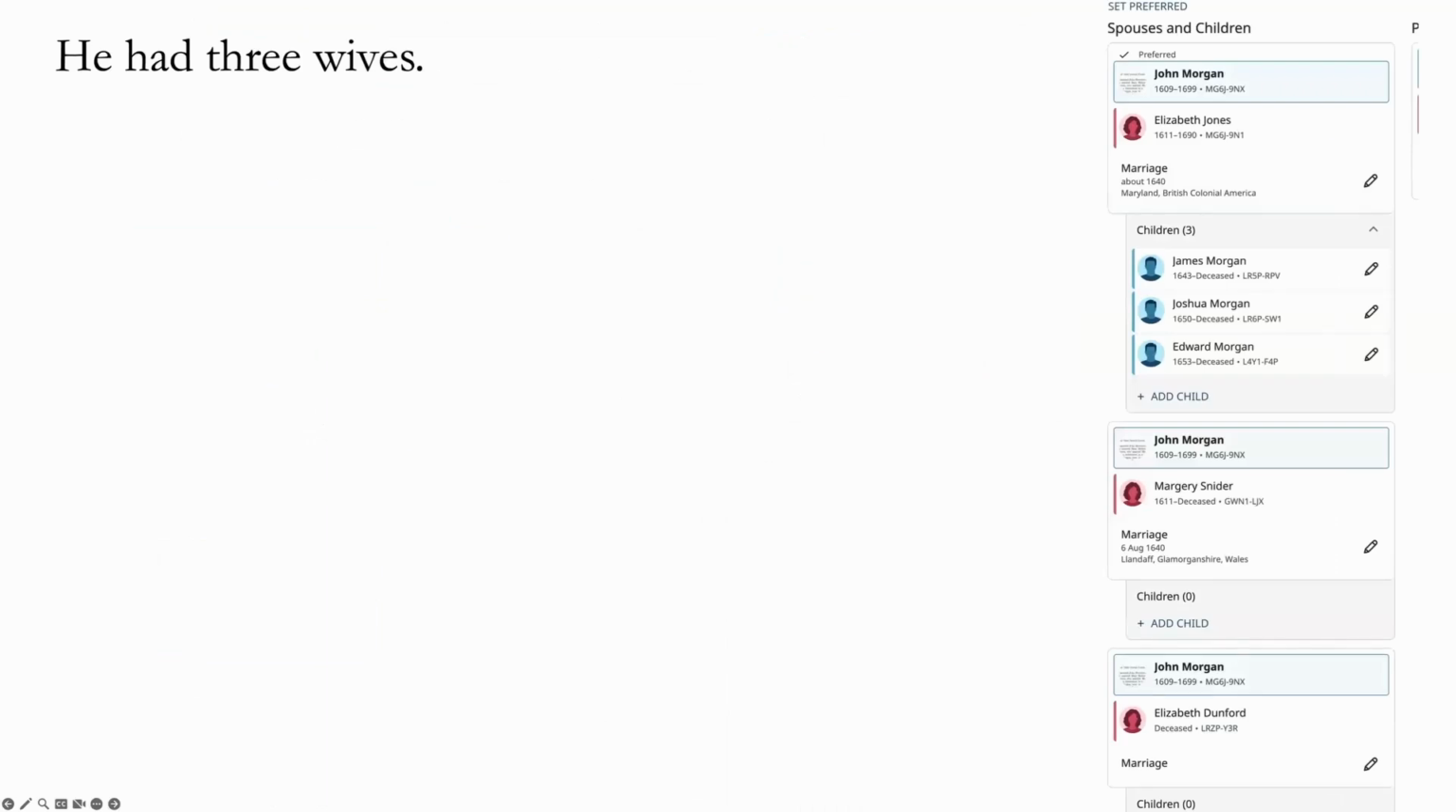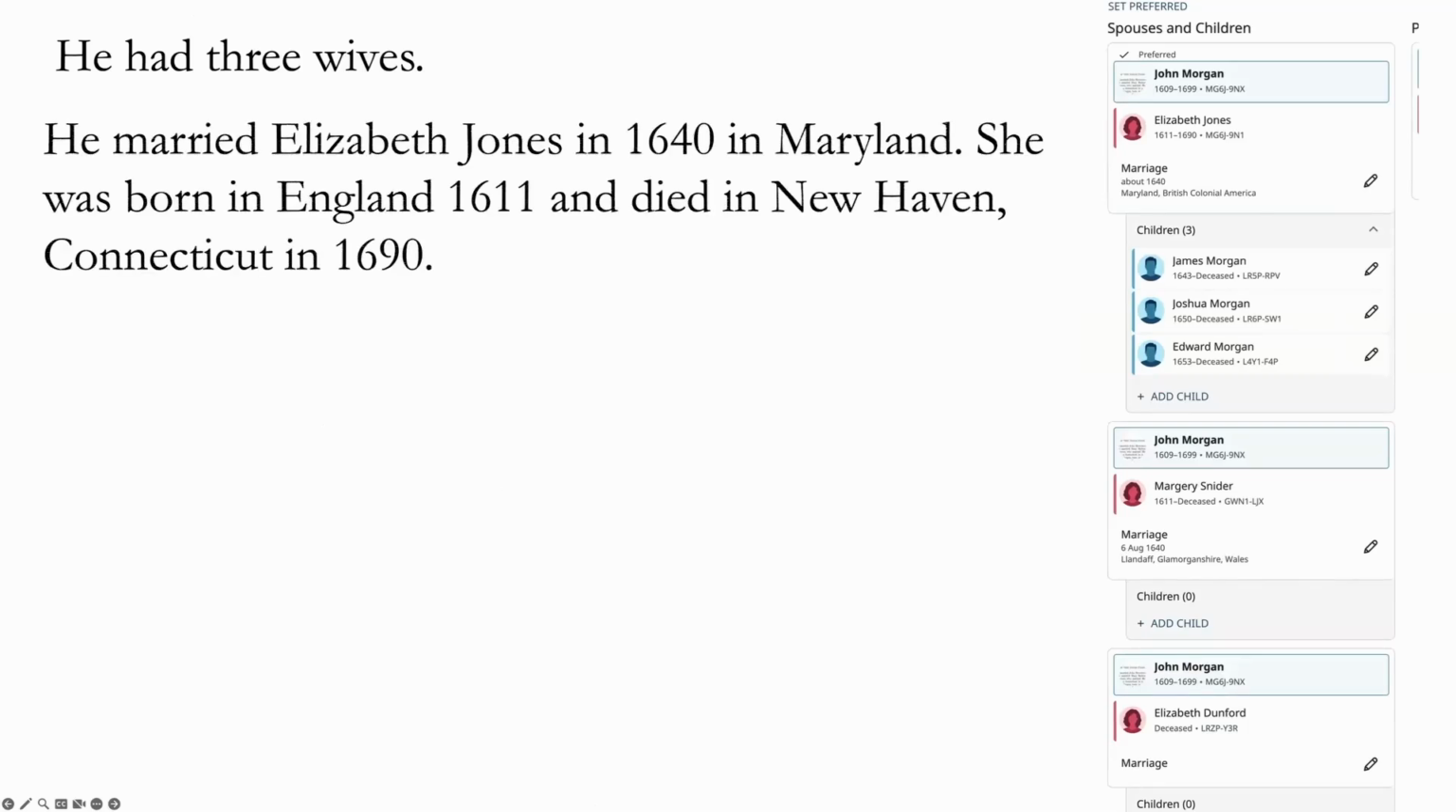And guess what? He had 3 wives. Of course, you don't get that unless you go on to the detail page and scroll down and see what he did. His first wife, he married Elizabeth Jones in 1640 in Maryland. And she was born in England in 1611, which is kind of close to his birthday. And she died in New Haven, Connecticut. Okay. Here we go.